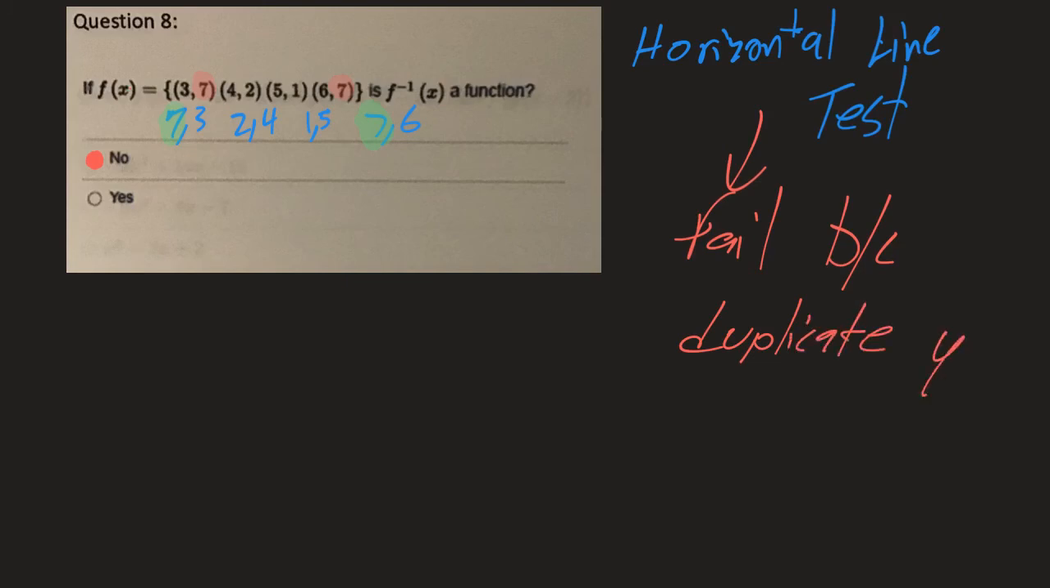Okay, so if this is f of x, this would have been f inverse. And you can see that doesn't pass the vertical line test. Your original function didn't pass that horizontal line test. Okay.